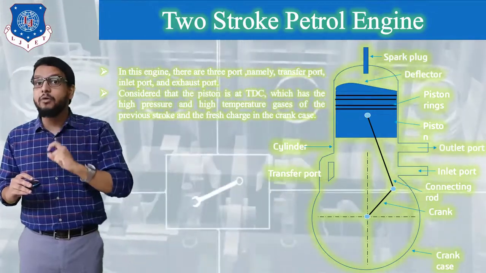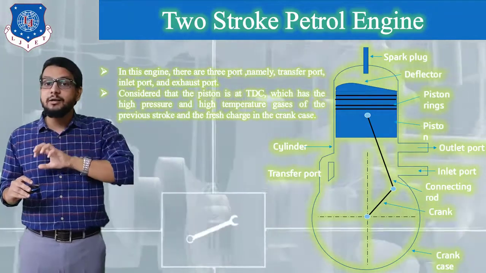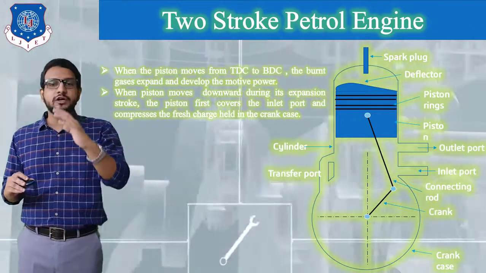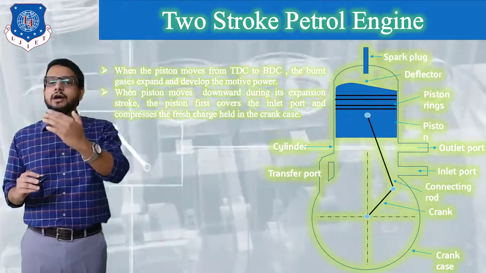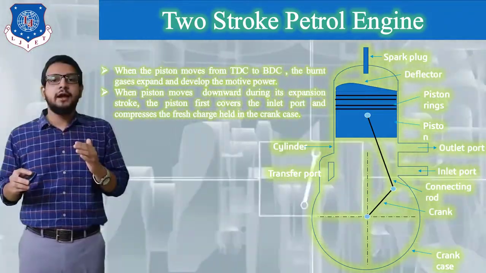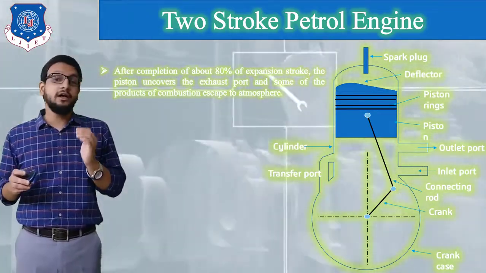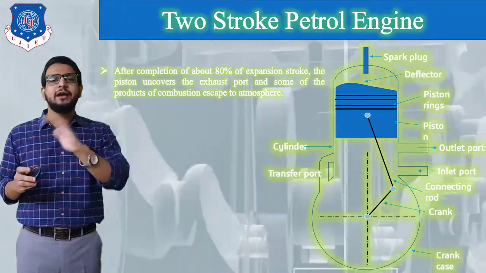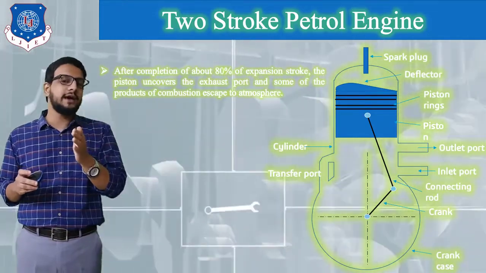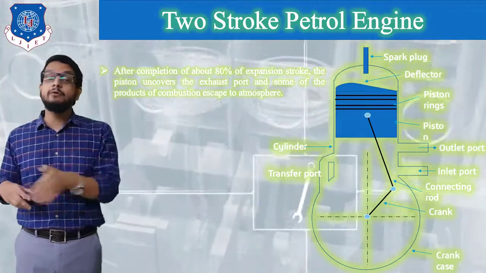At the same time on the bottom side, whatever air and petrol mixture was sucked will be partially compressed. Now during the downward motion of the piston, it is going to first cover the inlet port and will uncover the transfer port and outlet port, that is our exhaust port. After completion of almost 80% of this power stroke, the piston will uncover the outlet port. At about the same time, the transfer port will also uncover. As soon as the outlet port is uncovered, the hot gases generated during this power stroke will start to get out from the cylinder.